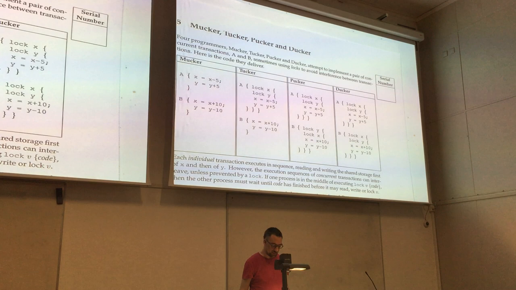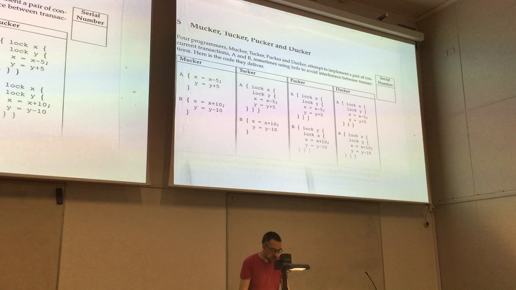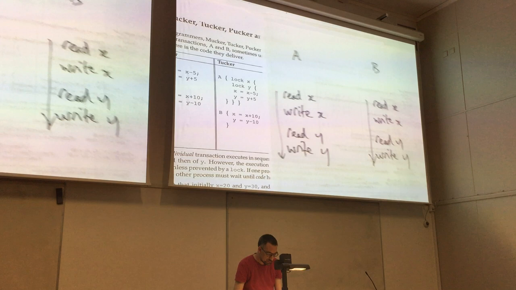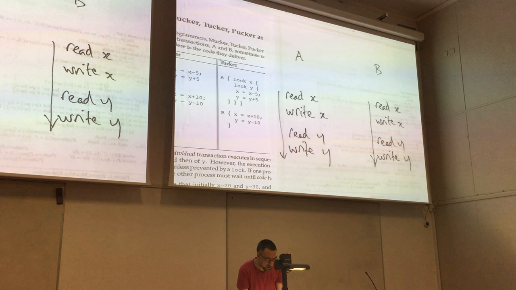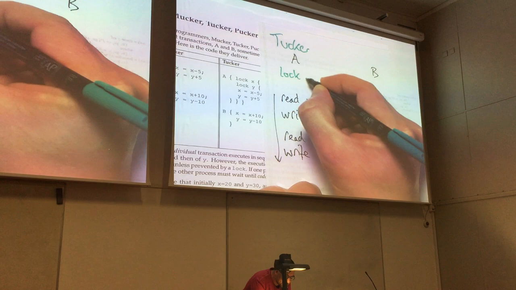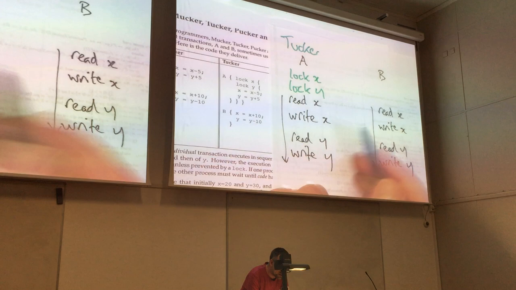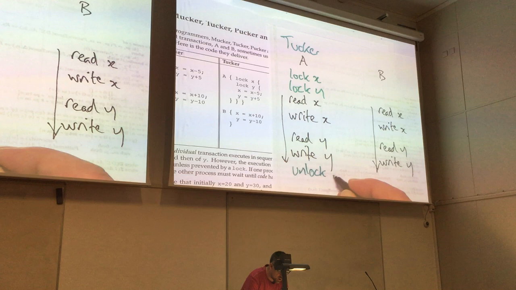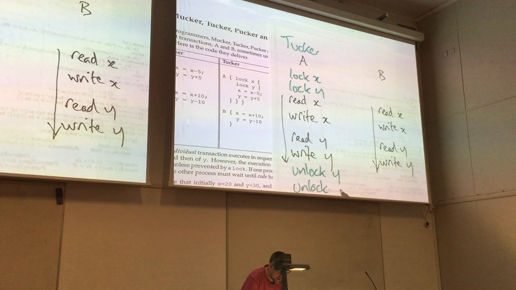So let's see what actions Tucker's program actually does. This is Tucker. Tucker's code is going to lock, A is going to lock X, and then it's going to lock Y. And then looking carefully at where the closing curly braces are, the unlocks happen in reverse order at the end. It unlocks Y, and then it unlocks X. Okay, can you all see that?